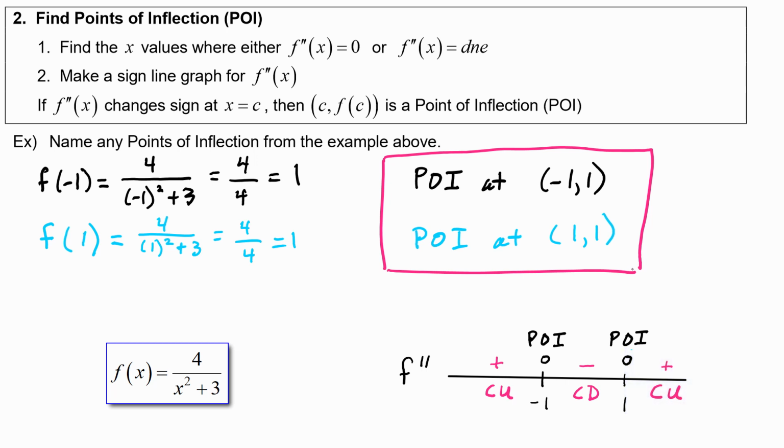Now, one thing to be careful about is that just because we have a 0 or a DNE in the second derivative, that doesn't mean that it has to change sign. Those are just the places where it can change sign.